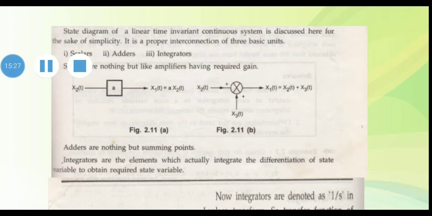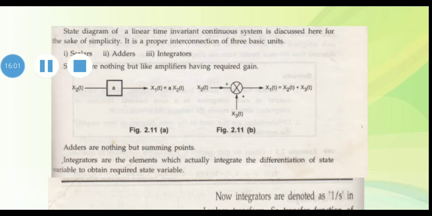The basic advantage of the state diagram is that when it is impossible to select the state variables as physical variables, when the transfer function of the system is given, the state diagram may be obtained first, and then by assigning mathematical state variables therein, the standard state model can be obtained. State diagram of a linear time invariant continuous system is discussed here for simplicity.